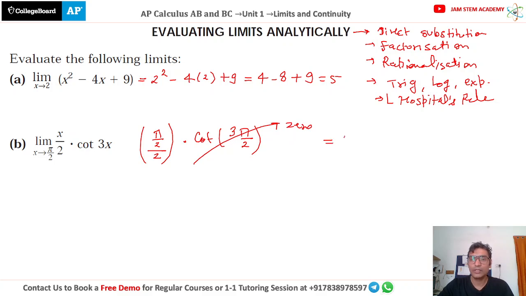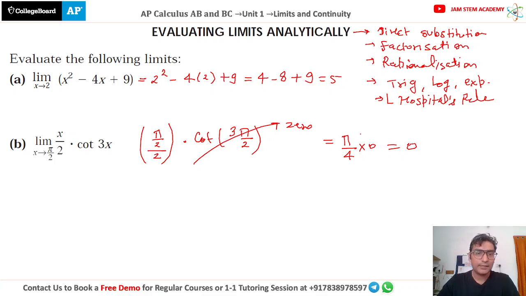So what you are doing? You are taking pi by 4, multiplying it with 0. Obviously, you will get 0 always, which is a well-defined number. So this time, this is your answer. You don't need any analytic method, any other method to solve this one, or you don't need a graph, or you don't need a table for this one.